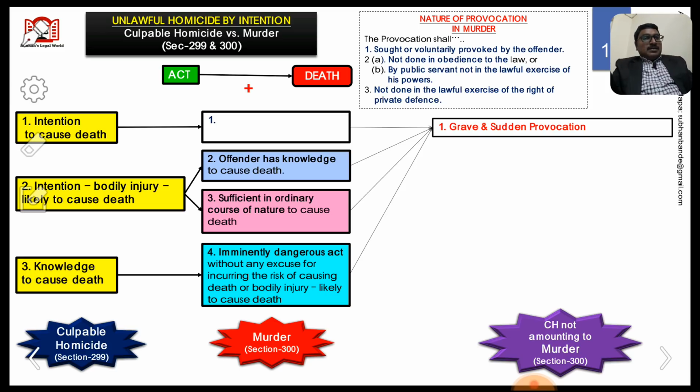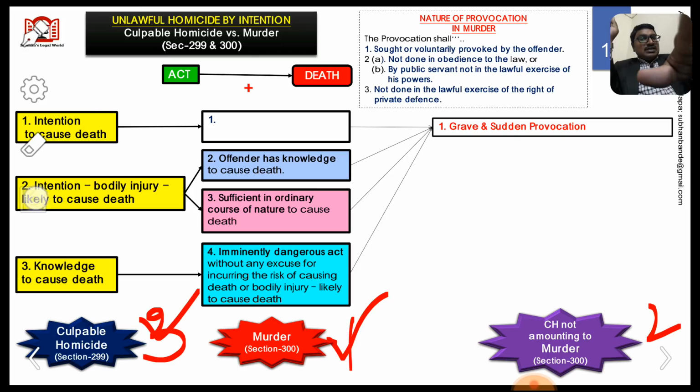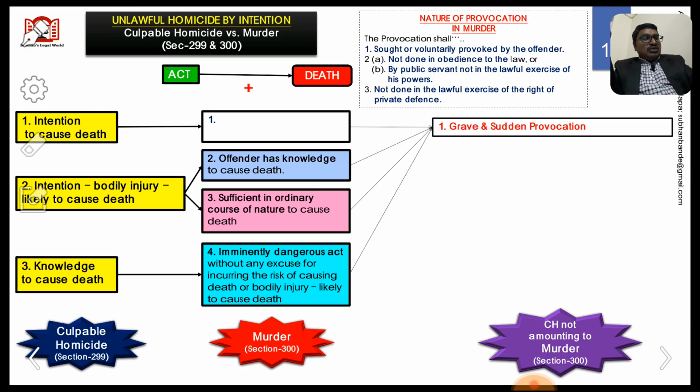Here, there are 3 degrees of culpable homicide. There are culpable homicide amounting to murder, culpable homicide not amounting to murder, and the mere culpable homicide or simple culpable homicide. Up to now, we have discussed what murder is and what culpable homicide is. Let us see what culpable homicide not amounting to murder is. There are 5 exceptions specified under section 300 of the Indian Penal Code.